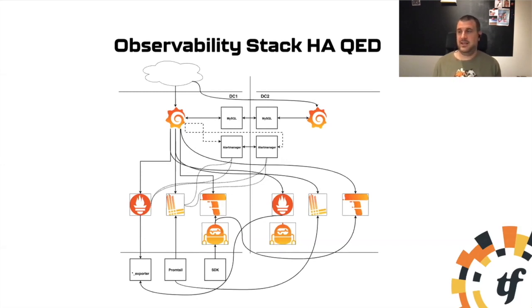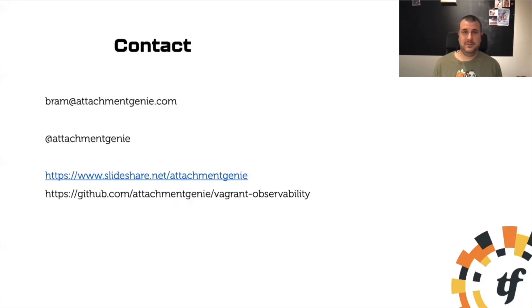Now I can basically kill any component or an entire data center, and I have still observability from another end automatically failed over. That is the actual end.